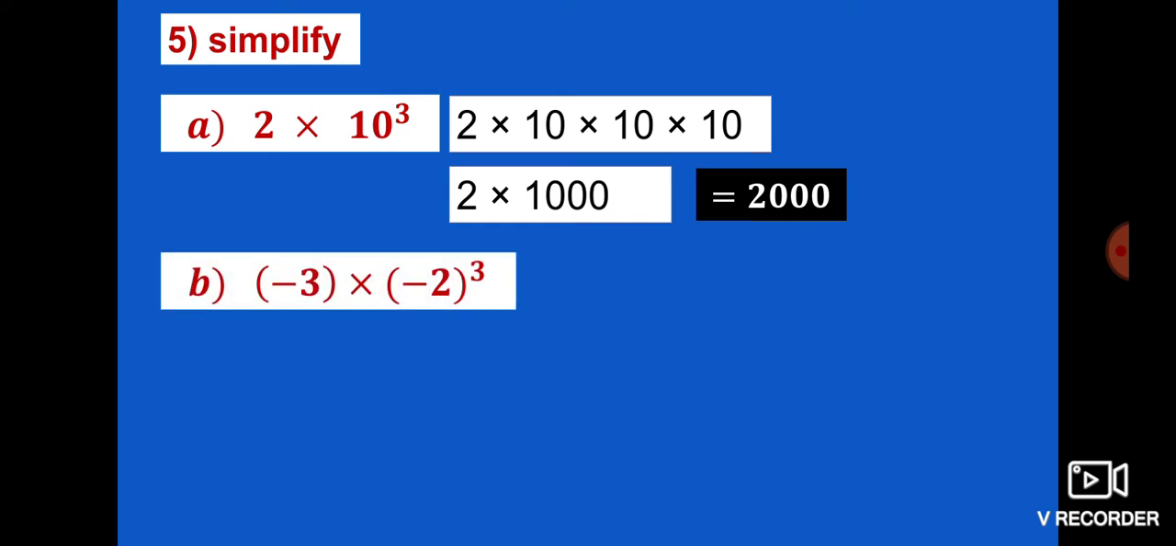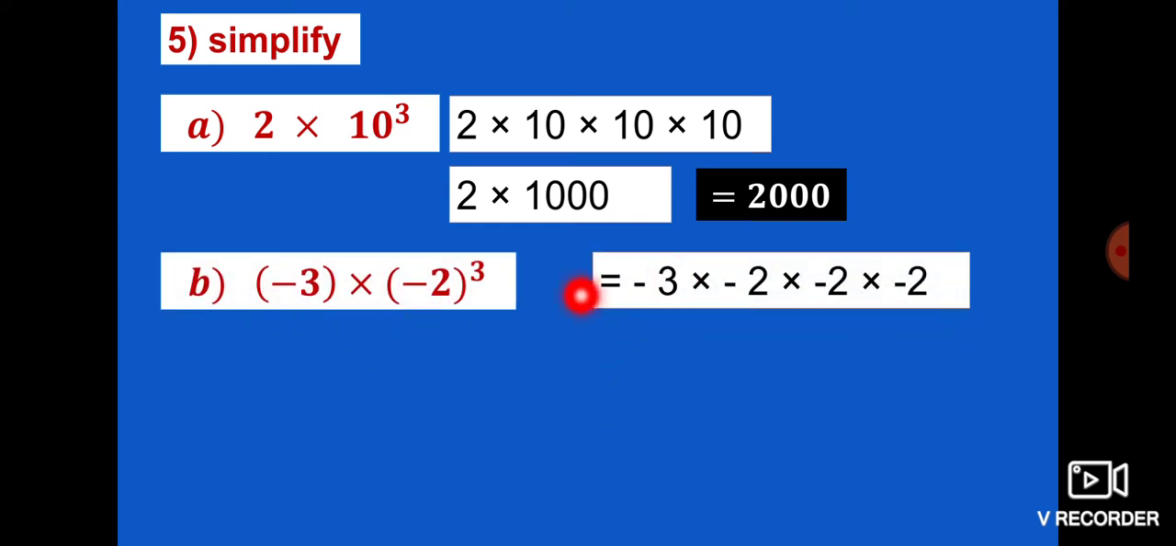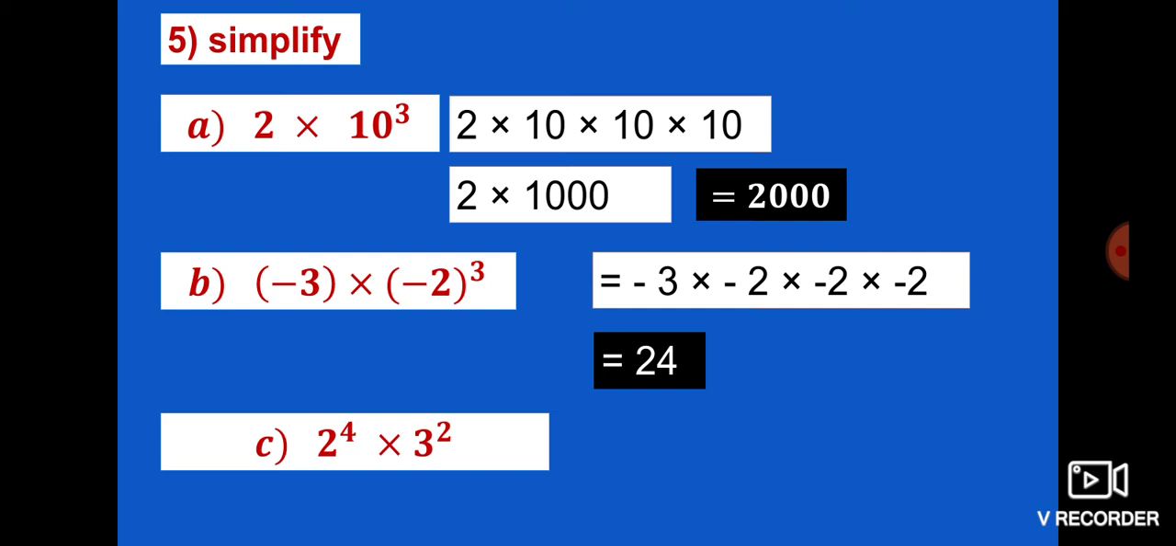Next, B question. Minus 3 into minus 2 cube. So minus 3 into minus 2, 3 times. First we multiply the numbers only. Then count how many negatives there are. First multiply numbers. 3 into 2, 6. 6 into 2, 12. 12 into 2, 24. Then how many negatives? 1, 2, 3, 4. 4 is an even number, so the answer should be positive. So answer is 24.